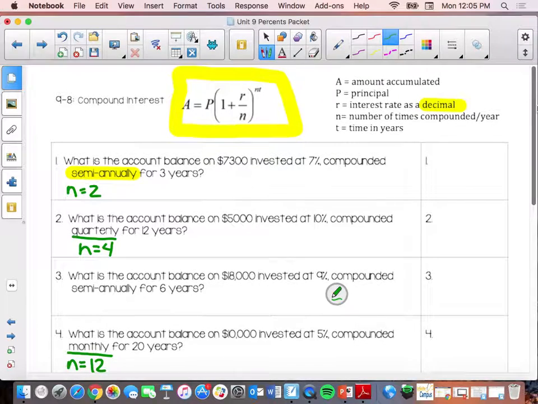All right, looking at this, time is again in years. If you don't know the number of years, you have to convert into years. But I believe all these problems we gave you the number of years.